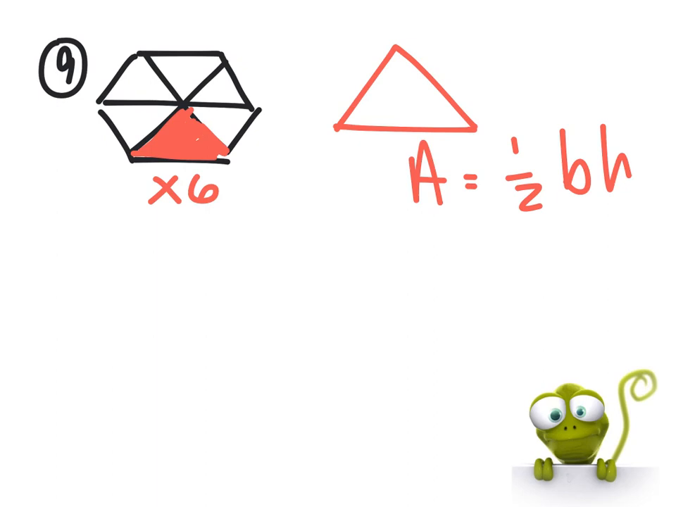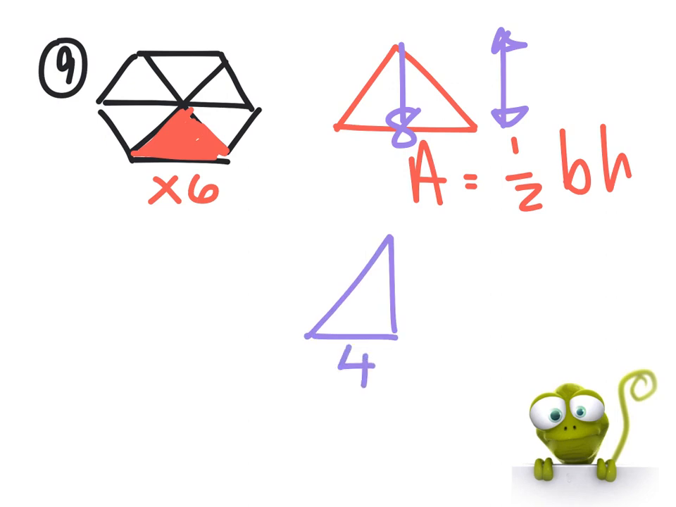So I need to know what the base is. Fortunately, the question tells us it's 8. Next thing I need to know is work out its height. Right? I need to work that out. I can't just get it from the diagram. So I split the triangle in half, which gives me this diagram now. The bottom of this triangle is 4.